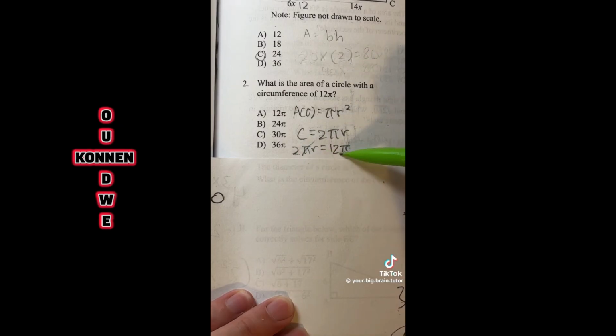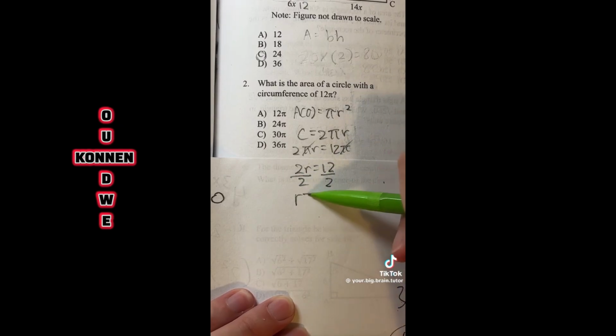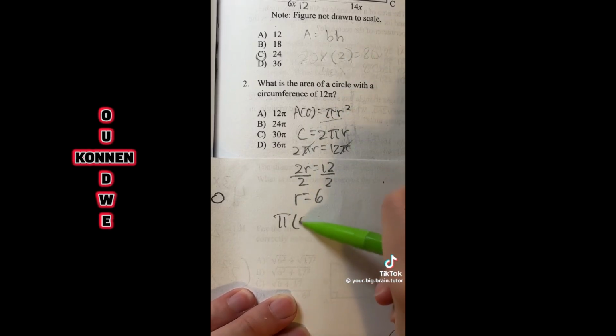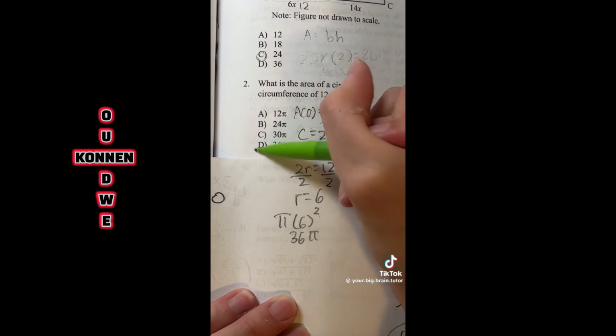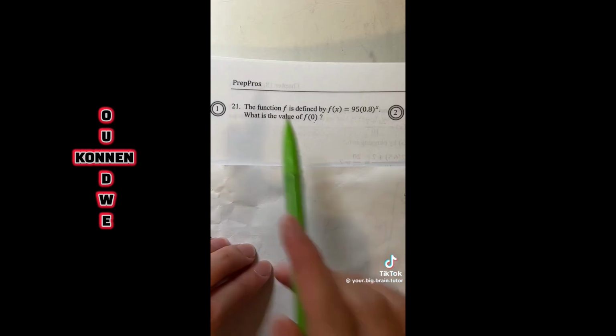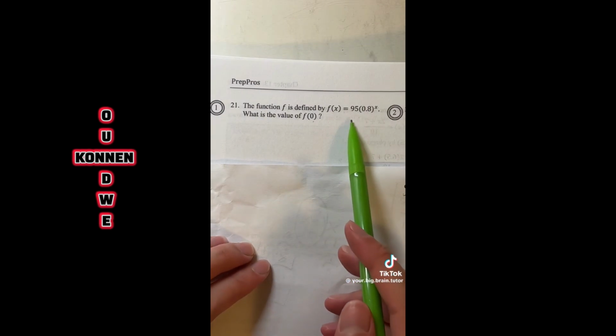We would cancel that pi on both sides, giving us 2r is equal to 12. And to get the radius, we just divide both sides by 2. That's going to give us the radius is equal to 6. So we plug it back into this formula, pi 6 squared. 6 squared is 36. 36 times pi is 36 pi. D is the answer.